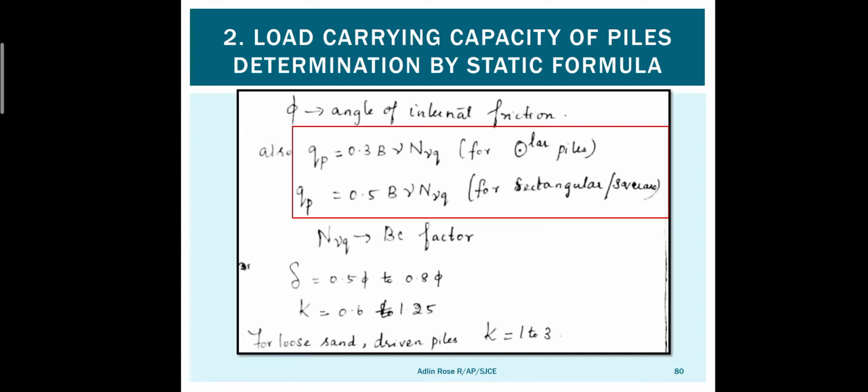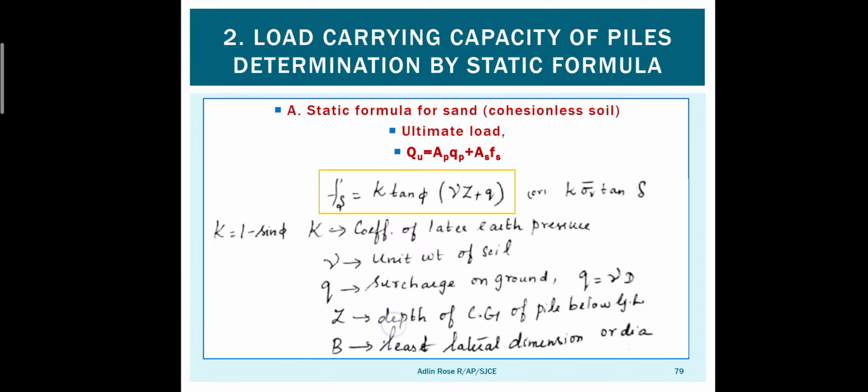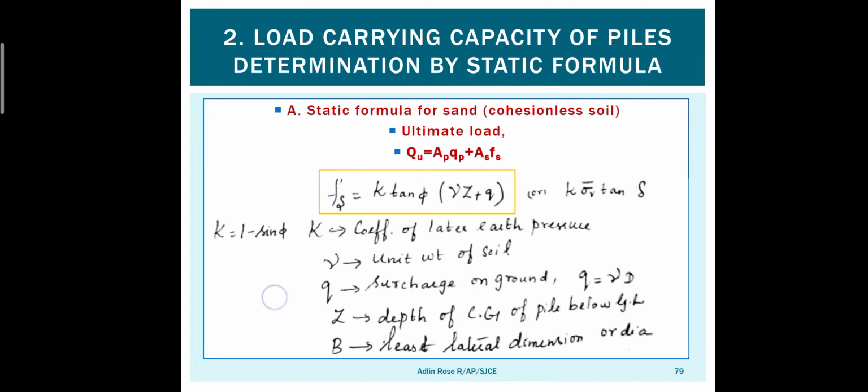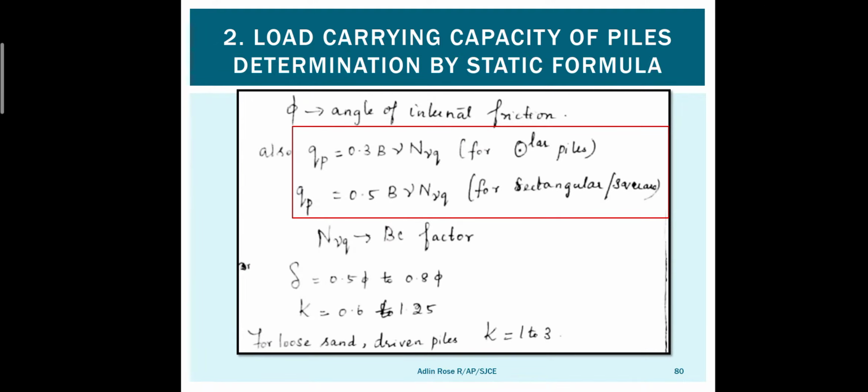For qp, there are two formulas. For a circular pile, it is going to be 0.3 B gamma N gamma, and for a rectangular or square pile, it is going to be 0.5 B gamma N gamma. N gamma is the bearing capacity factor. They have also given some ranges for these K and delta values. The K values, they have given some constants. You can take the values from that also.